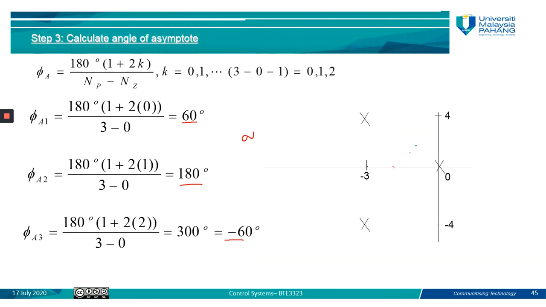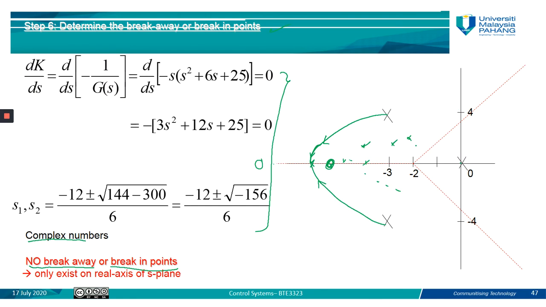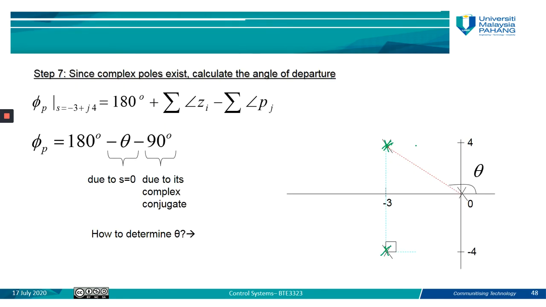So in order to calculate the angle of departure for the complex pole, we already have our asymptote here, correct? Our root locus will depart from this pole and go to infinity, and depart from the other pole and go to infinity, and it must be identical or symmetric with the other root locus.